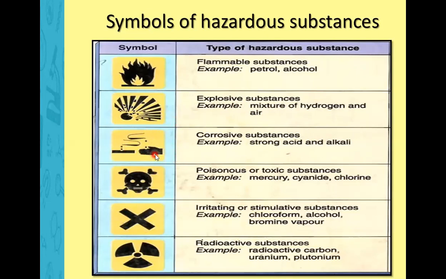Next is this hand and the liquid dropping from test tubes, and the sign of hand and some sign of wood. This is the corrosive substance. Examples of corrosive substances are strong alkali and acid. A corrosive substance is one that will damage or destroy other substances with which it comes into contact by means of a chemical reaction.